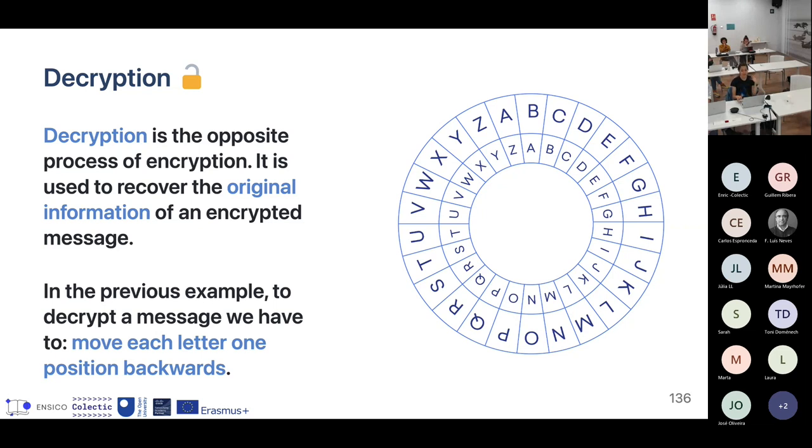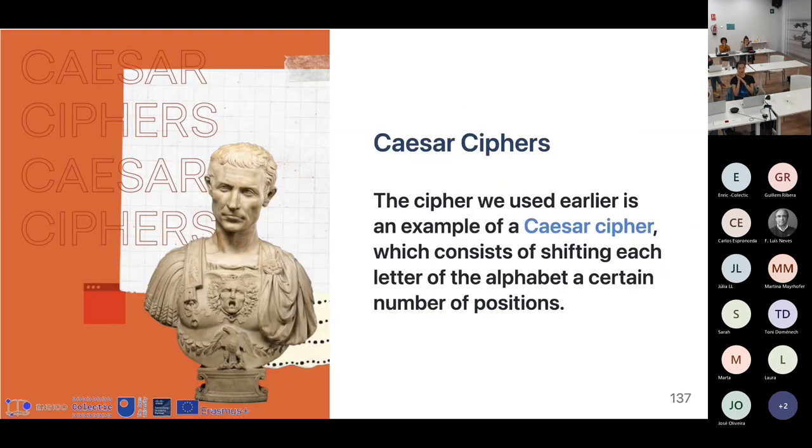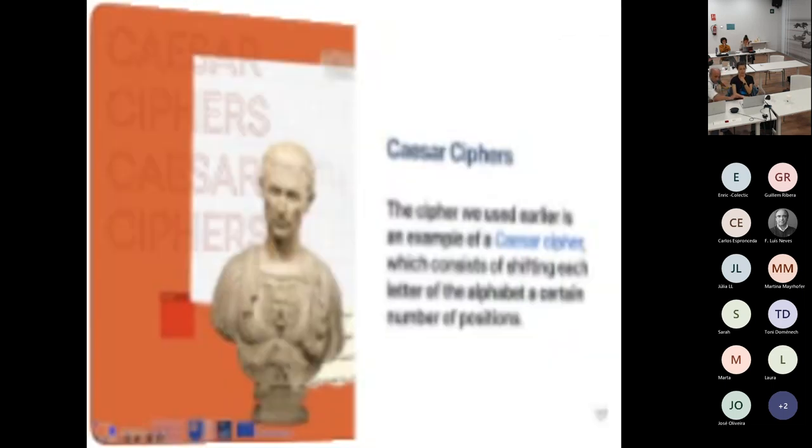Okay. This type of cipher is very popular, and they were developed by Caesar, a Roman general.